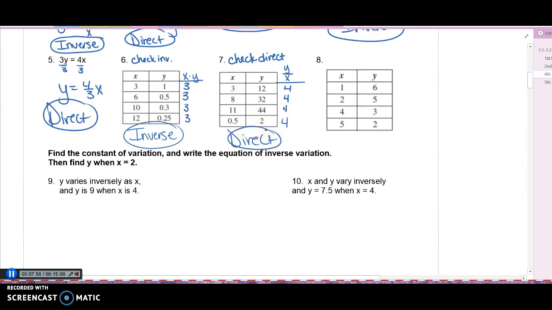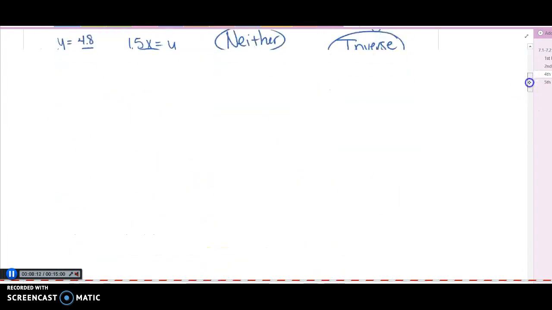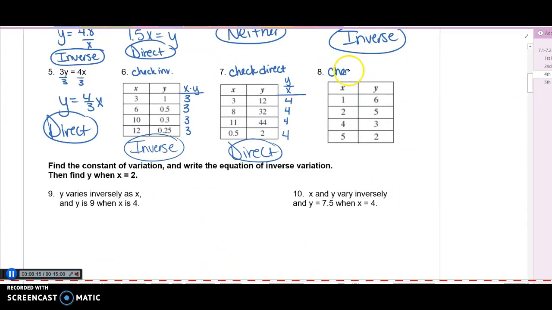I'd like you to try number 8 on your own. As x is increasing, our x values are getting bigger, our y values are getting smaller. So this looks like it might be inverse variation. If I can find my page back. And to check inverse variation, we do x times y. We get 6, 10, 12, 10. Is that a constant number? No. So it's not direct, it's not inverse. It's something else.